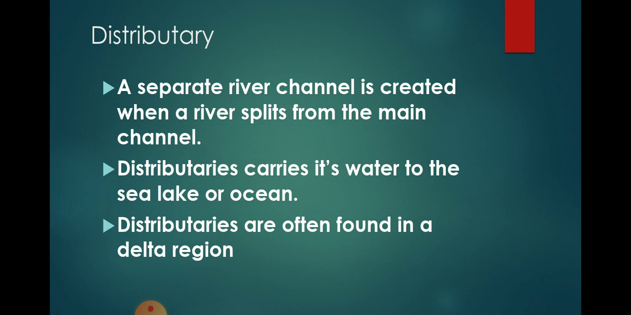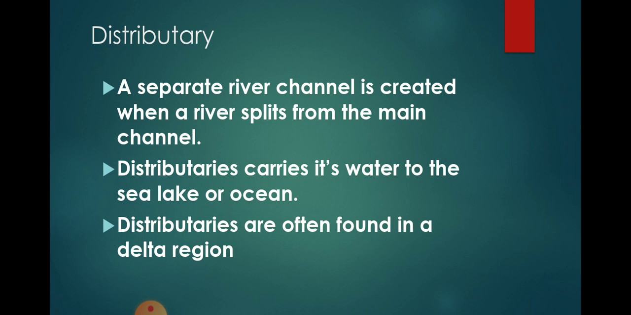Distributaries carry its water to the sea, lake, or ocean. Distributaries are often found in the delta region. So we can say that these distributaries are usually seen at the lower portion, that is the last course of the river. Not in the upper and middle, it is at the lower course of a river.